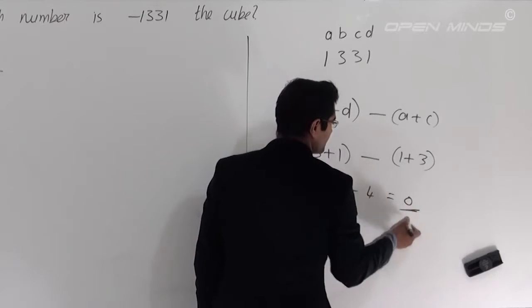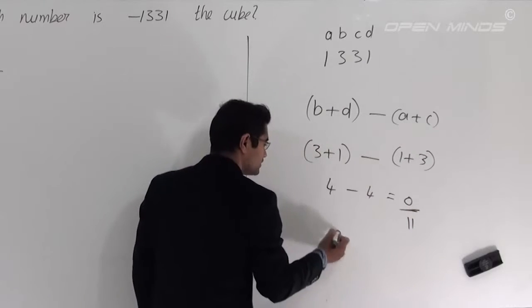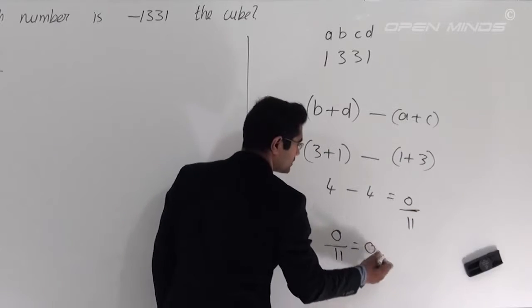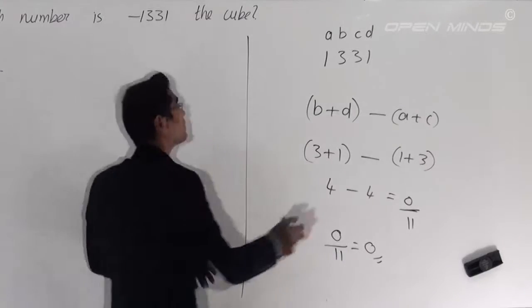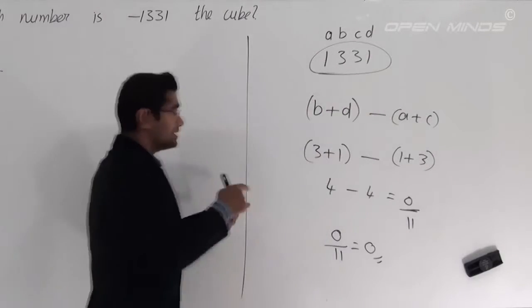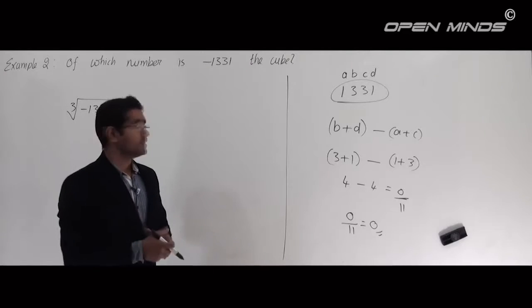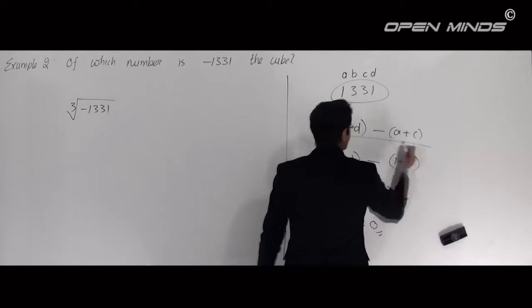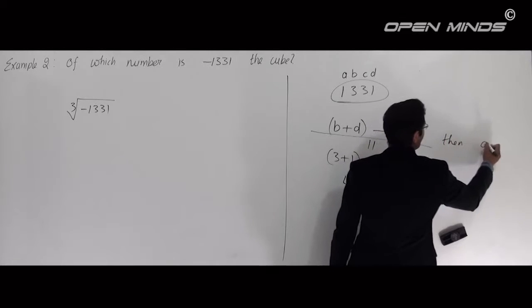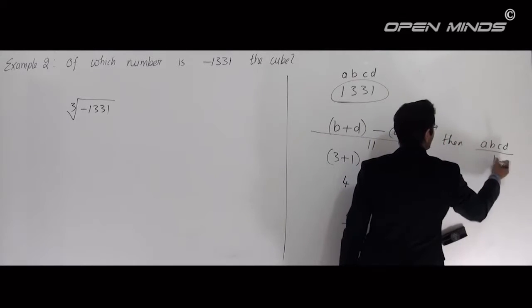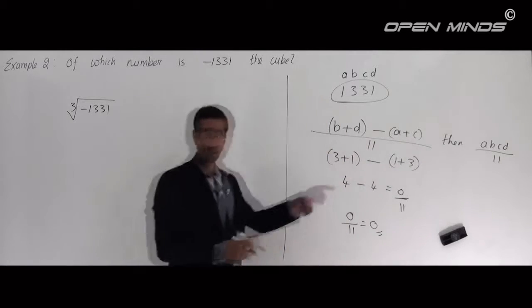Now can I divide 0 by 11? Yes, 0 by 11 is 0 itself. It means 11 can divide 0. Cool. It means 11 can also divide this number. That's it. That is the test. Keep that in mind. If this number is divisible by 11, then I can say that A, B, C, D can also be divided by 11. So that is the test.